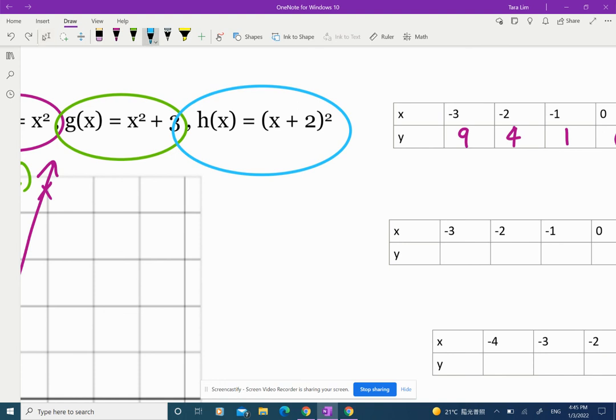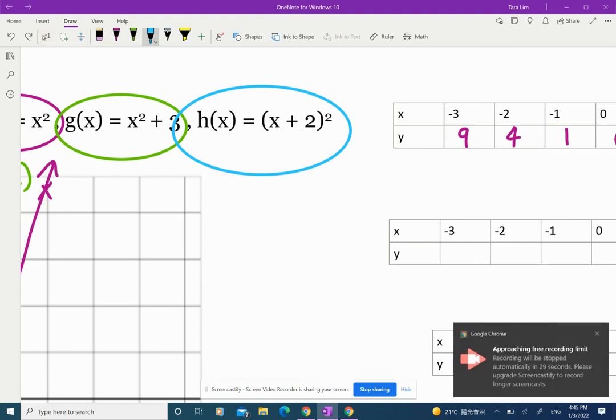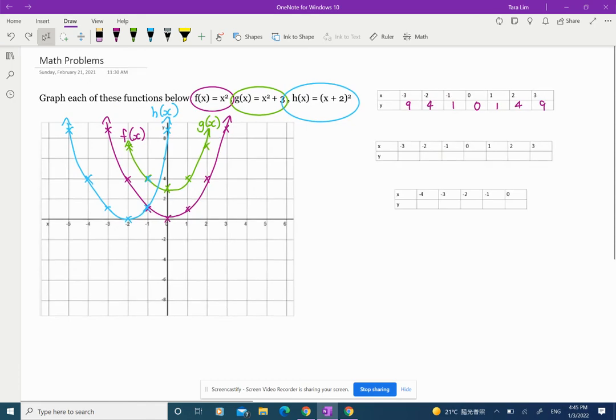So whenever there are brackets, it's a horizontal shift. And when there are no brackets, then it is a vertical shift. So remember that.